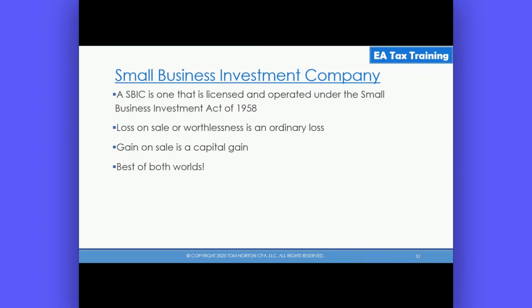Small business investment company stock. This is a similar idea. A small business investment company is one that is licensed and operated under the Small Business Investment Act of 1958. So you just want to remember that. You don't have to know all the details of that. Any loss on the sale or worthlessness is an ordinary loss. So again, that's a good thing. No limit on the capital loss. And the gain on the sale is a capital gain. So again, best of both worlds. And on this one, there is no limitation. You don't have that $50,000 or $100,000 limit on the amount of the loss that is considered ordinary.